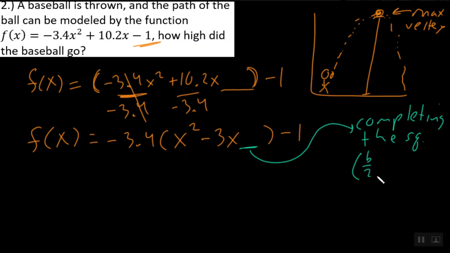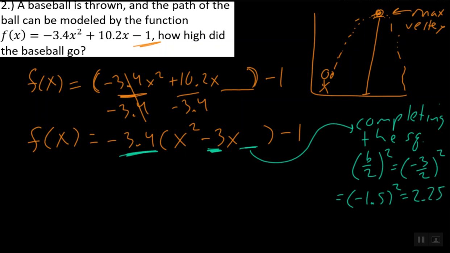And, of course, it's going to be b over 2 squared. In this case, you always use the b term after you factor out that -3.4, or after you factor out your a term. And so in this case, our b term is -3 over 2 squared. Now you might need to use a calculator for this, because this is going to give us a decimal, but it'll give us -1.5 squared, which is really saying -1.5 times -1.5, which will give us positive 2.25. So let's write that in, plus 2.25.